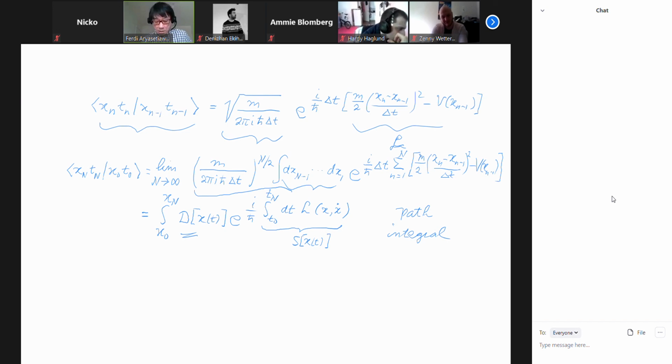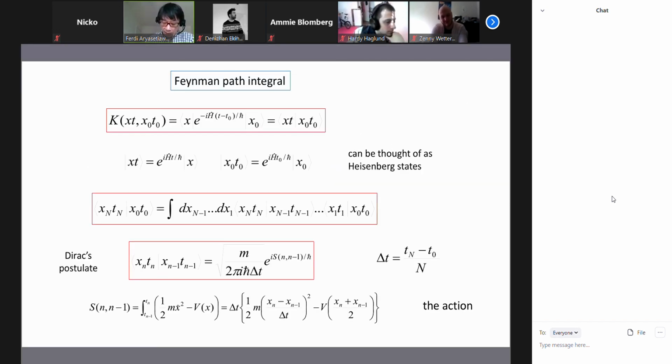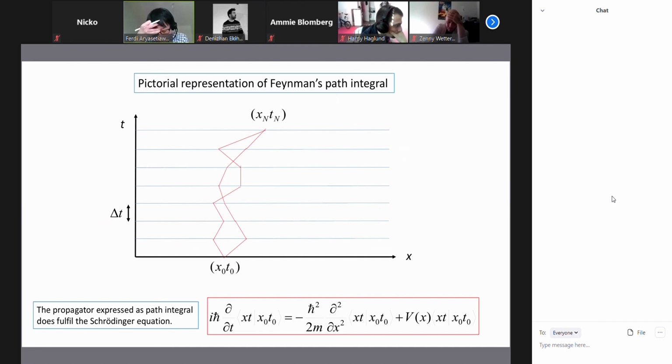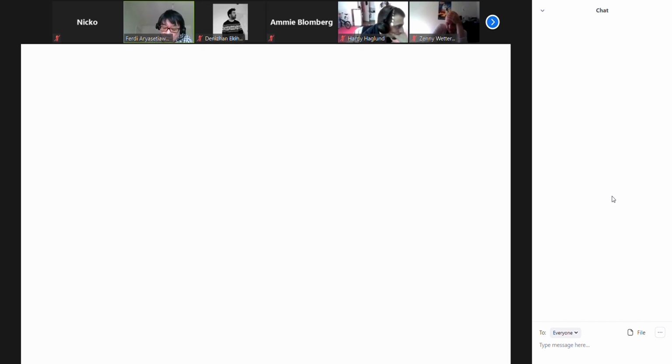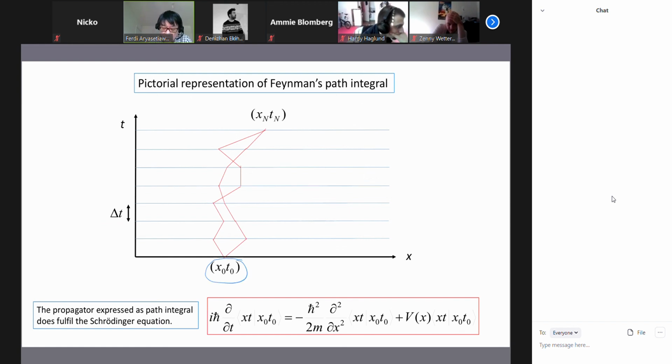Now, one way of visualizing this path integral is a rather famous picture you can find in many textbooks and many other places. So this is a kind of pictorial representation of the Feynman path integral. So we have 2 points, x0, t0, and another xn, tn. Then as I have written before, you can split the time here. The y-axis is the time, and the horizontal axis is the position.